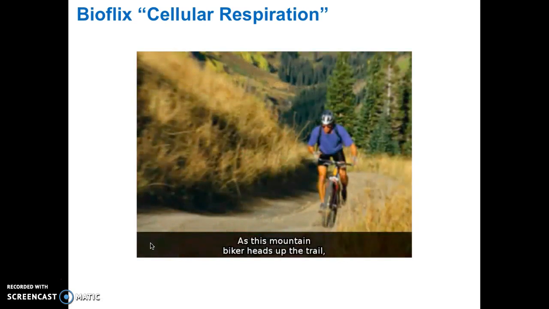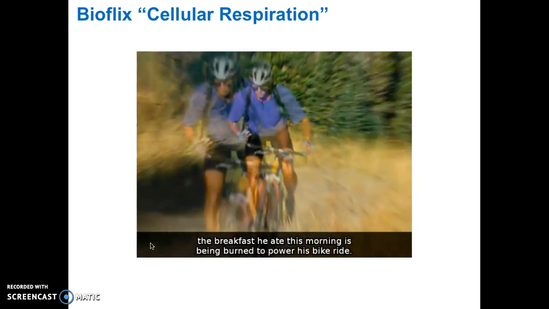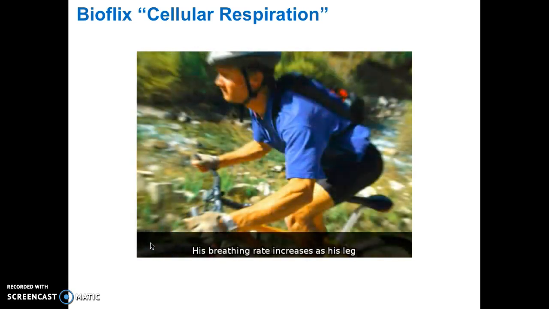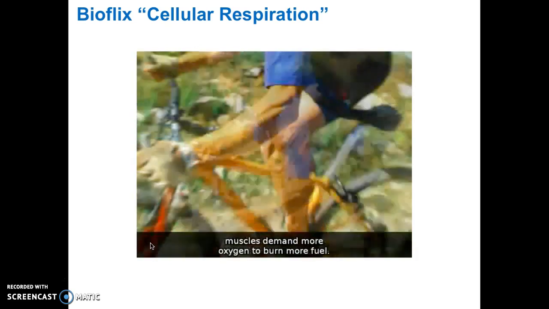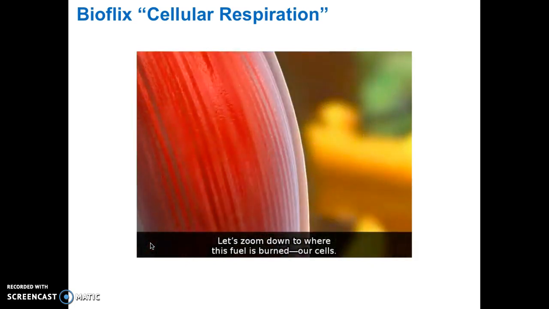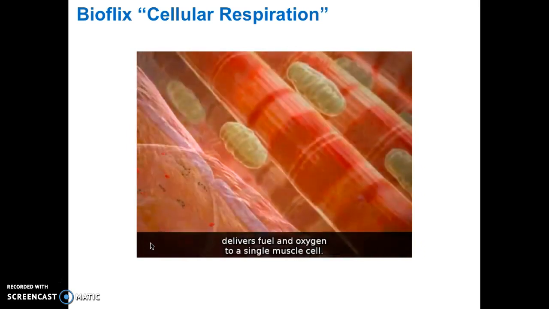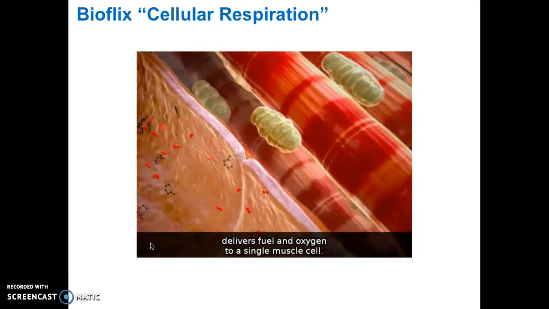As this mountain biker heads up the trail, the breakfast he ate this morning is being burned to power his bike ride. His breathing rate increases as his leg muscles demand more oxygen to burn more fuel. Let's zoom down to where this fuel is burned, our cells. Here, the blood vessel on the left delivers fuel and oxygen to a single muscle cell.